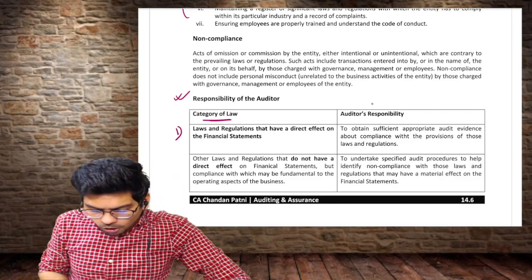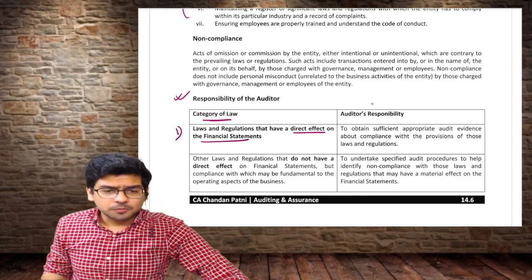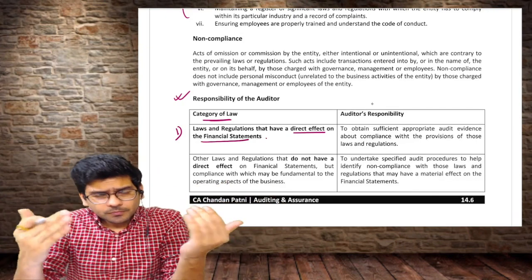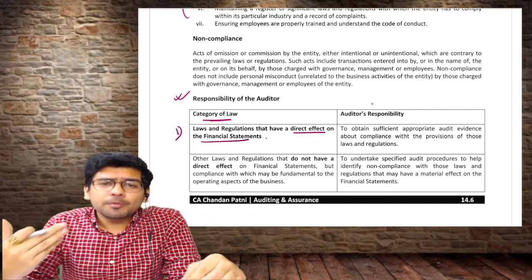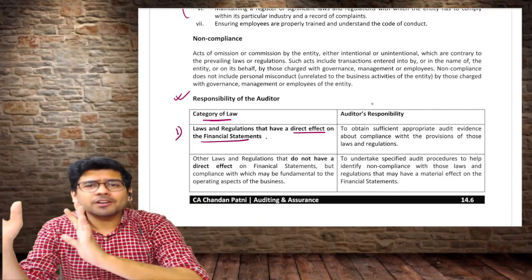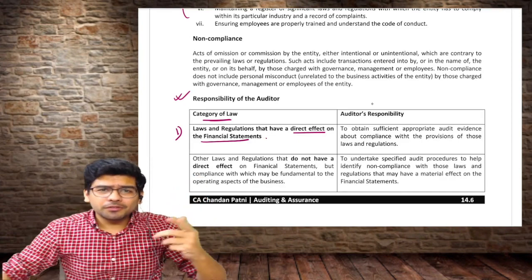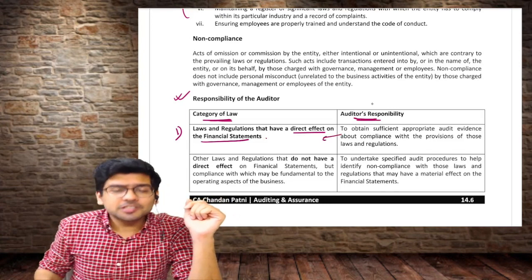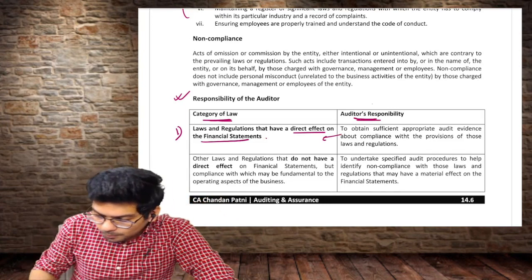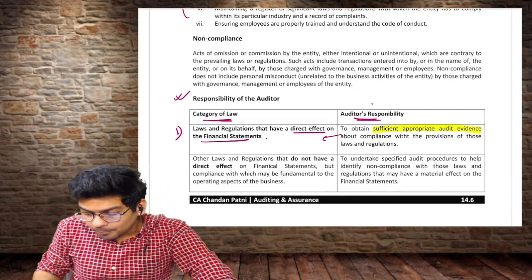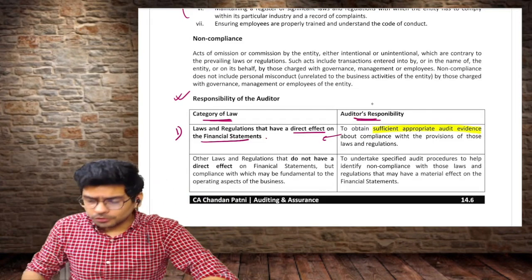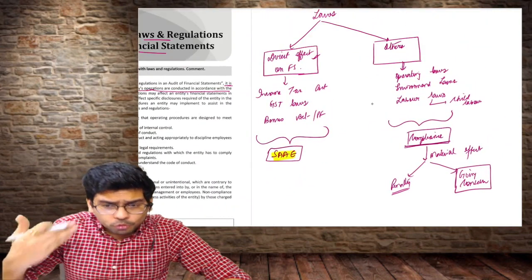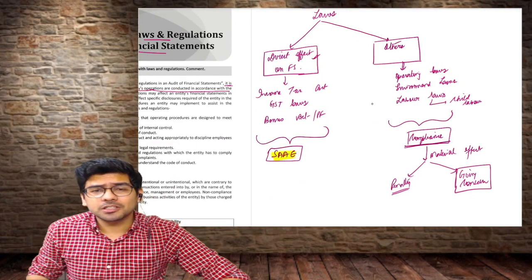So the first one is laws and regulations that have a direct effect on the financial statements. If you want, you can write the examples here also, like I told you, Income Tax Act, the CGST Act, or it can be Payment of Bonus Act 1965, or Provident Fund Act, whatever it is, the ones which have direct impact on the financial statements. Now, what is the auditor's responsibility for such categories of law? His responsibility is to obtain sufficient appropriate audit evidence about compliance with the provisions of these laws and regulations. As I have already mentioned, he will be obtaining sufficient and appropriate audit evidence for those laws which have a direct effect on the financial statements.